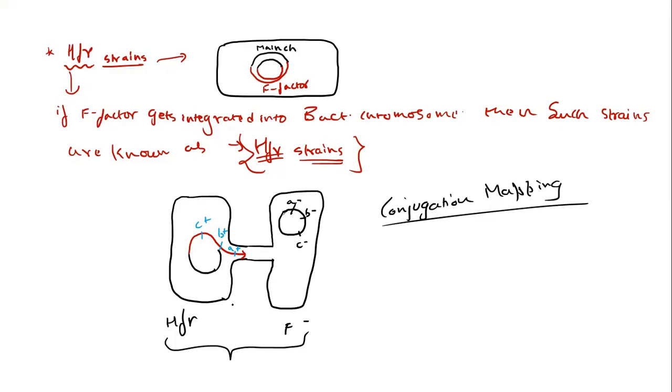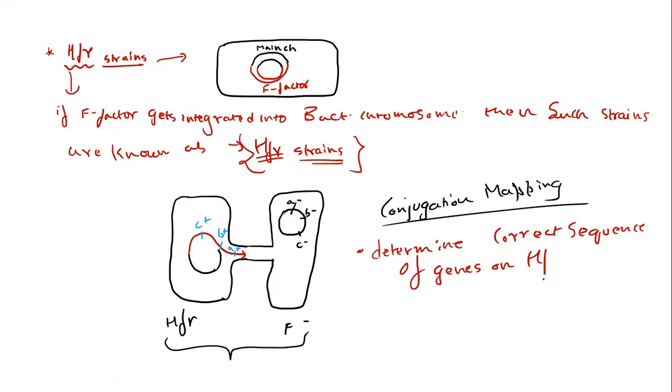So with the help of conjugation mapping, you can easily determine, two aims are there. You can easily determine the correct sequence of genes on the HFR chromosome, right? Correct sequence of genes you can easily determine, just like in linkage you used to determine. There's a point over here from where transfer happens, right? There's a point like this which is called the origin of transfer, right?